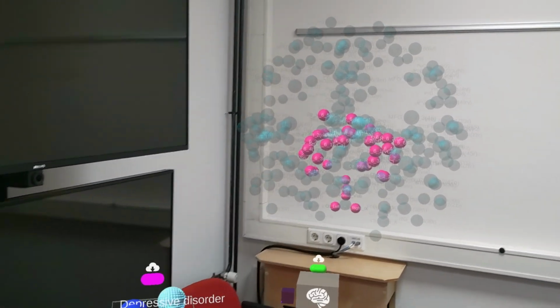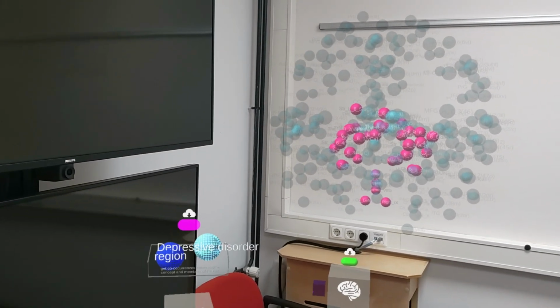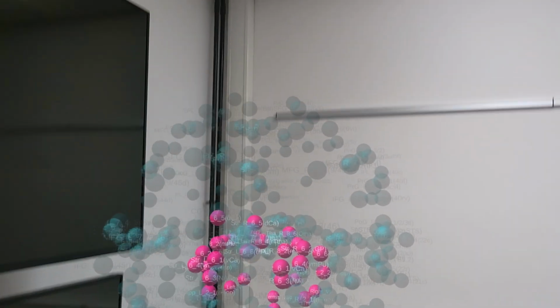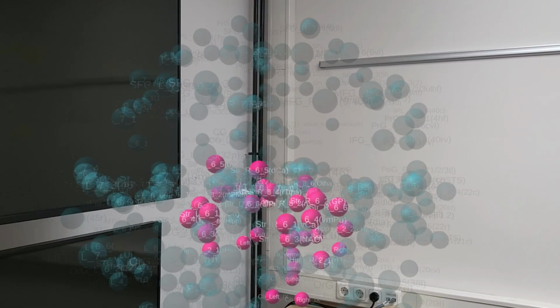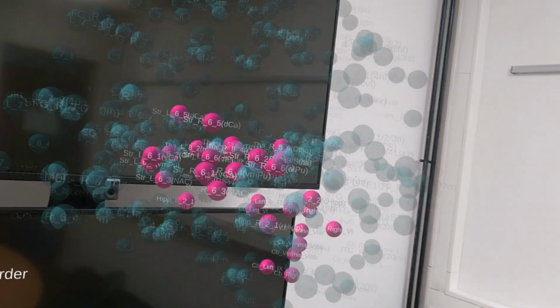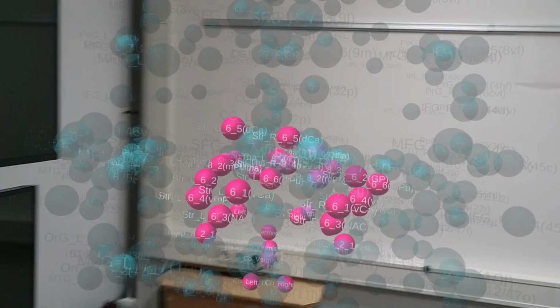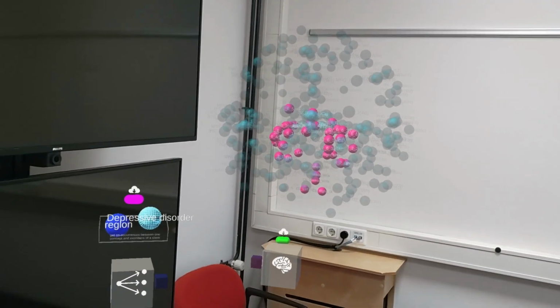The brain regions visualization shows all the direct relations with depressive disorder as pink spheres. We define a direct relation when the disease and region both occur in the same sentence of a neuroscience publication. The brain regions still shown as light blue spheres have no direct relation with depressive disorder.